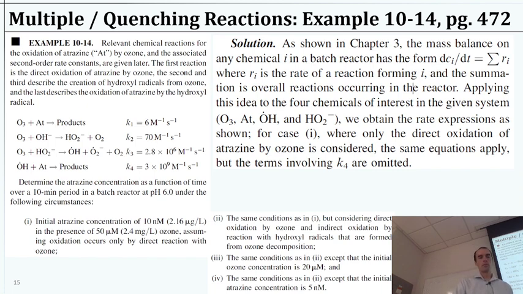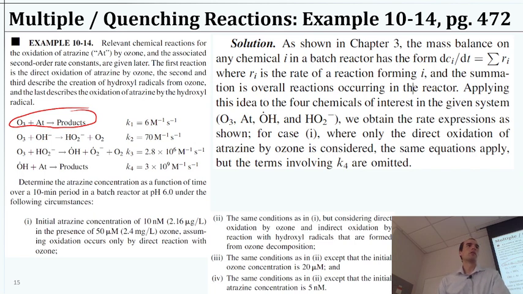And so the problem says determine the atrazine concentration as a function of time over a 10-minute period in a batch reactor at pH 6 under the following circumstances. First it says the initial atrazine is 10 nanomolar, in the presence of 50 micromolar ozone, assuming oxidation occurs only by the direct reaction with ozone. Okay, so that part's pretty easy. That's just saying take this one, right?